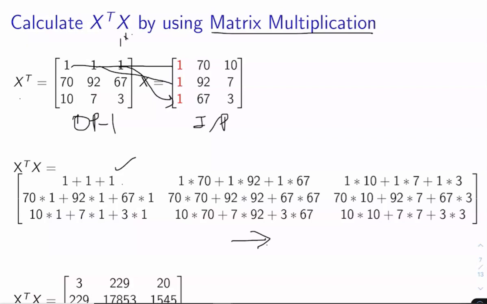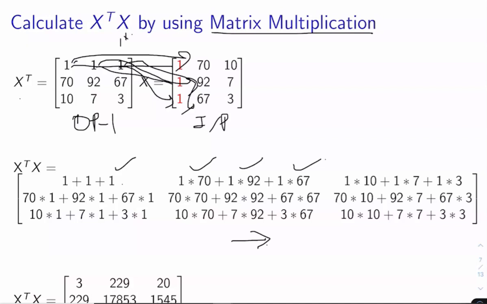I will again explain the second entry, in the first row and the second column. In order to get the entry for this, we are keeping the row constant and now changing the second column. So 1 is multiplied by 70. See, 1 is multiplied by 70. Then the second 1 is multiplied by 92. Then the third 1 is multiplied by 67.